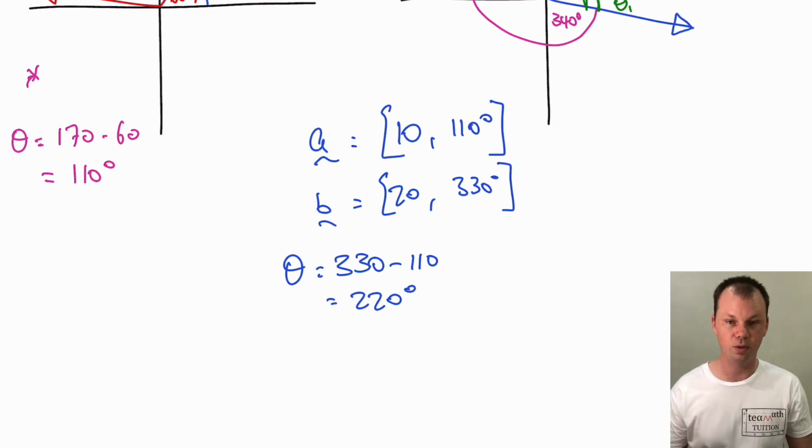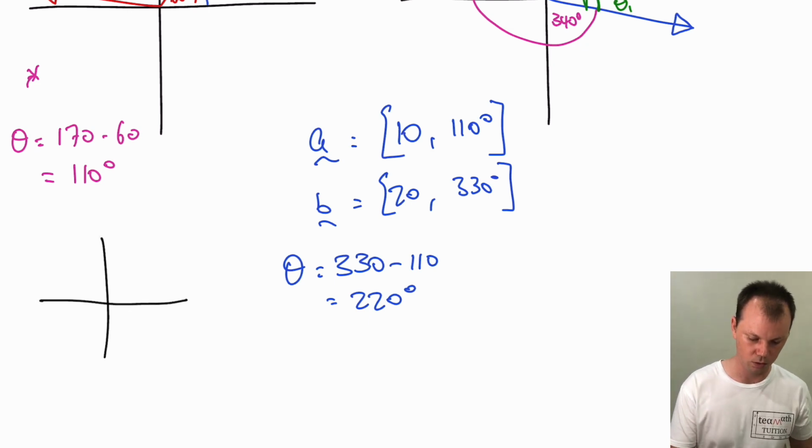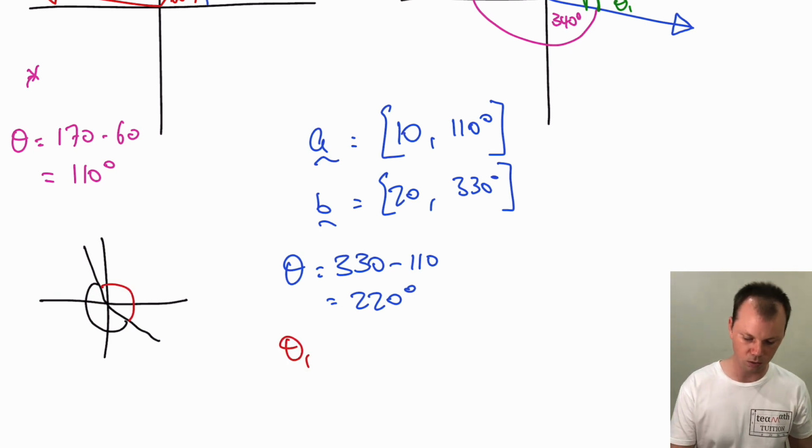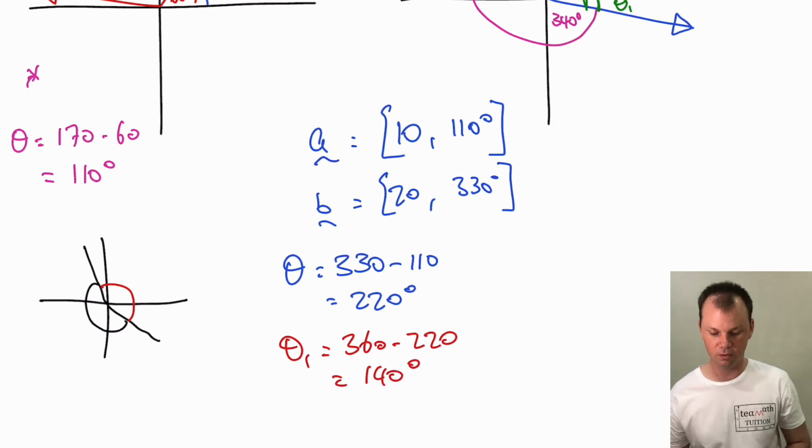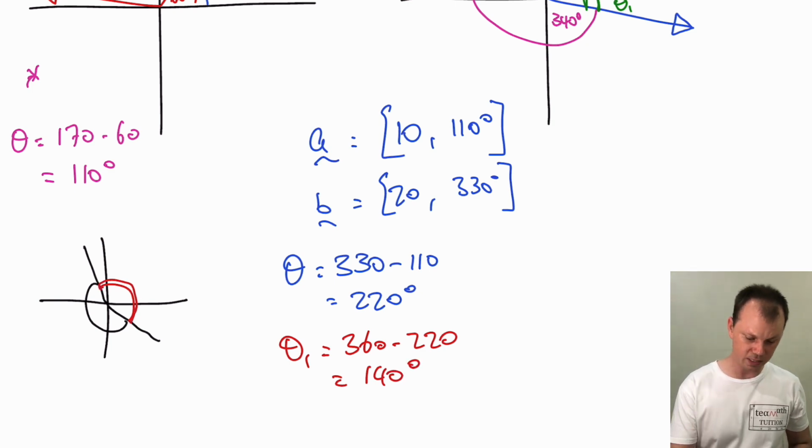Whenever the angle between two vectors is bigger than 180, it means it's the larger of the two angles. So showing that over here, if we have 110 degrees is somewhere there, 330 is somewhere there, we've found this angle here. So it's going to be a smaller angle on the other side. You can always find the smaller angle by doing 360 minus 220, which gives 140 degrees, which is this side here.